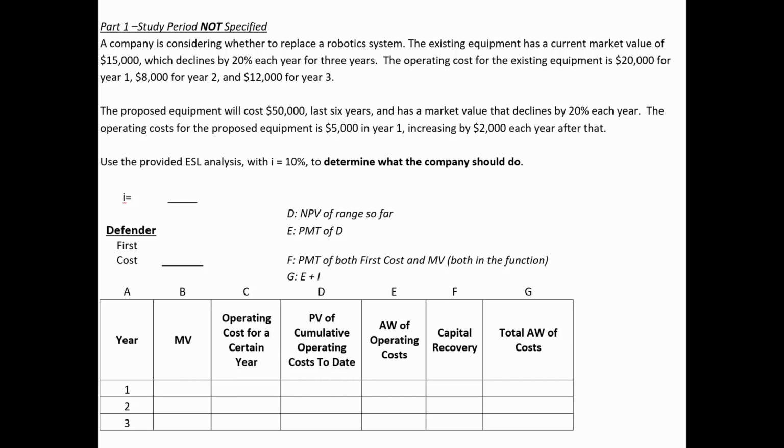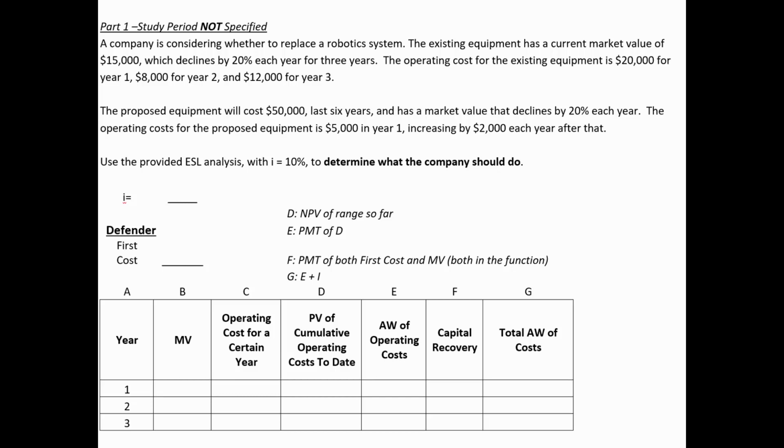So you can see the columns are labeled A through G. Some of the data is given, A, B, and C. That's given in the problem statement. And then I've given you some hints on how to calculate columns D, E, F, and G. Here are the formulas, or what you need to do, for each one of those. So essentially what we're doing right now is just practicing the same thing as we did in class on Thursday. We're practicing economic service life analysis.